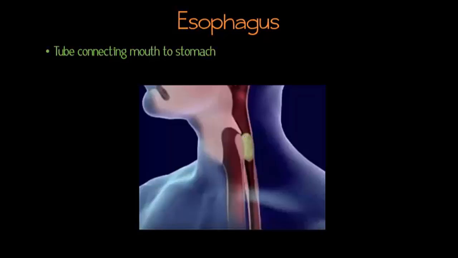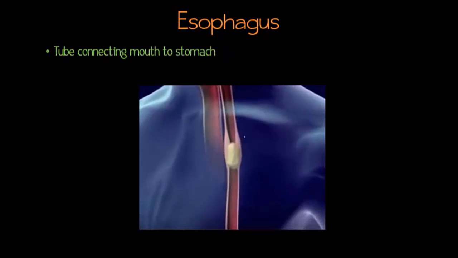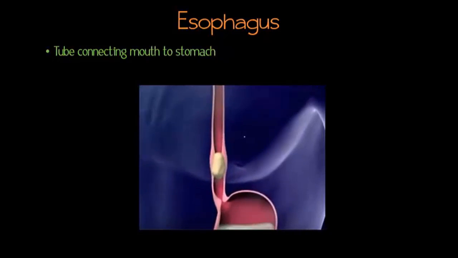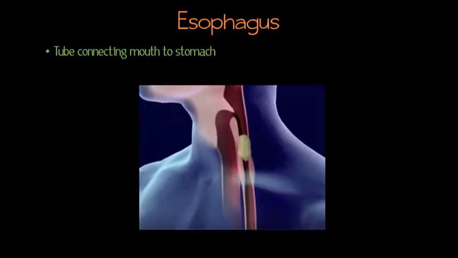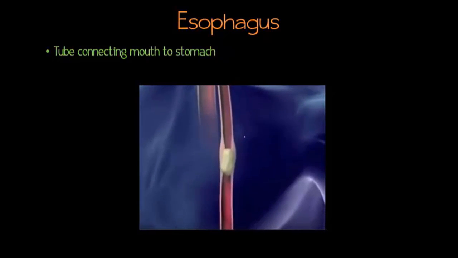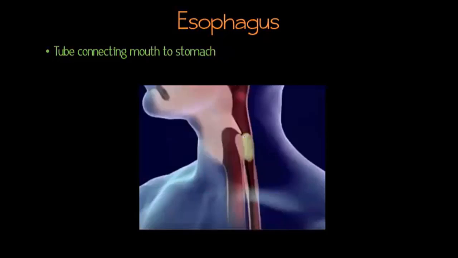But the food doesn't just fall and drop down the esophagus. Instead, it gets moved by peristalsis. So you can see it here in the video. The esophagus has muscles that squeeze and contract and squeeze and contract. And as they squeeze and contract, they move the food down until it reaches the stomach.